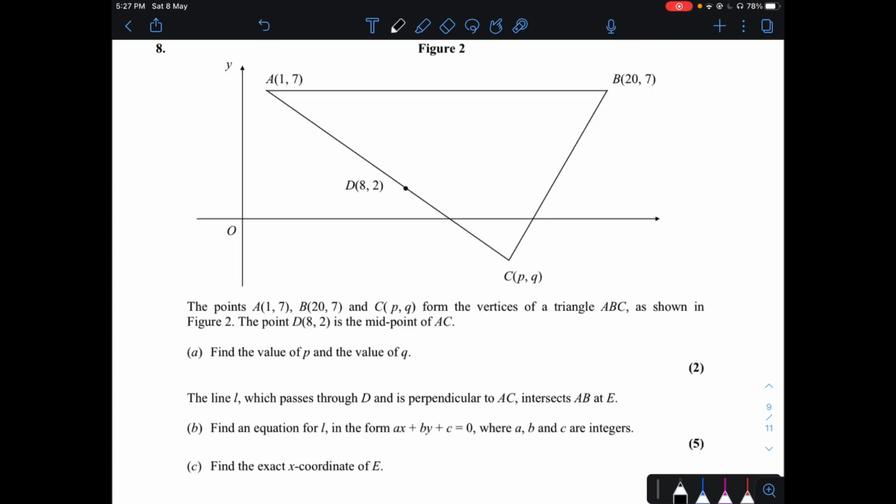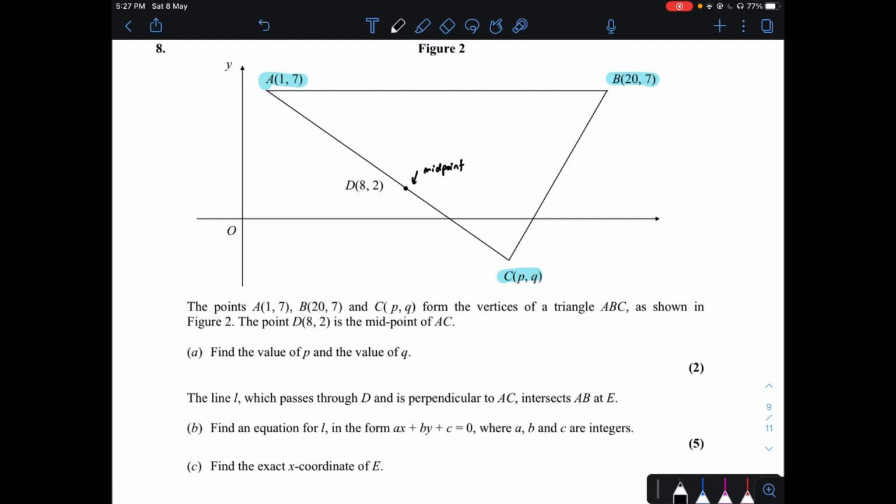Alright, so question number 8. We have a triangle here, the points A, 1, 7, B, 27, 27, and C, coordinates P, Q. They form the vertices of a triangle ABC. We can see that. And the point D, which is 8, 2, is the midpoint of AC. So these are the key pieces of information from the question itself. The question asks us to find the values of P and Q.